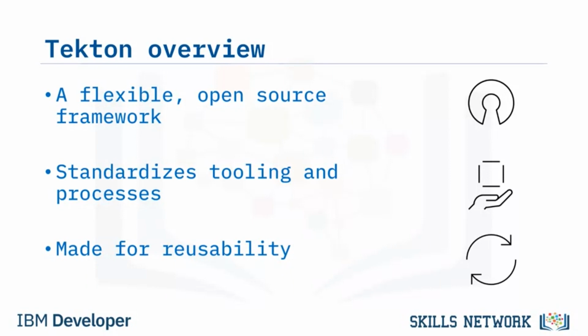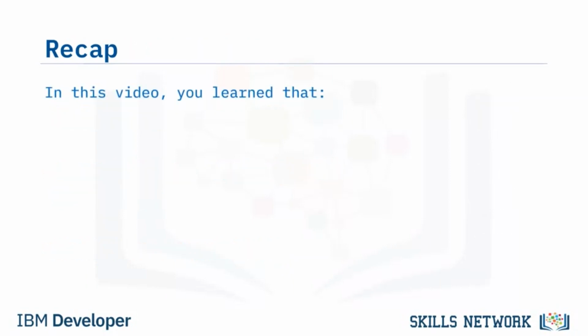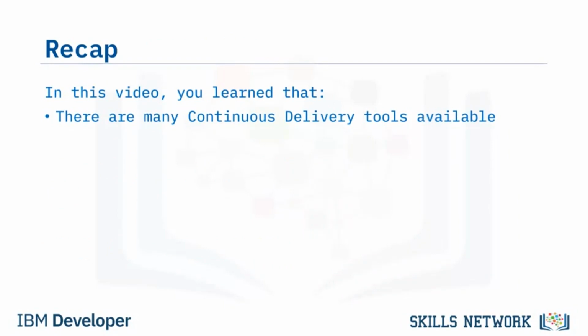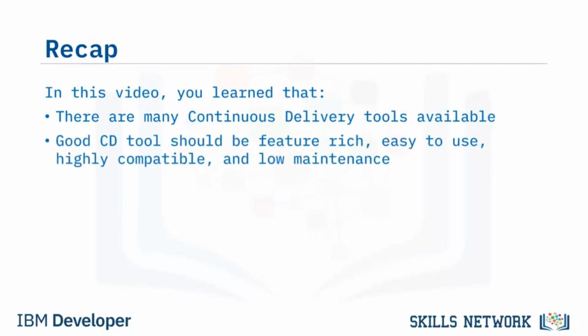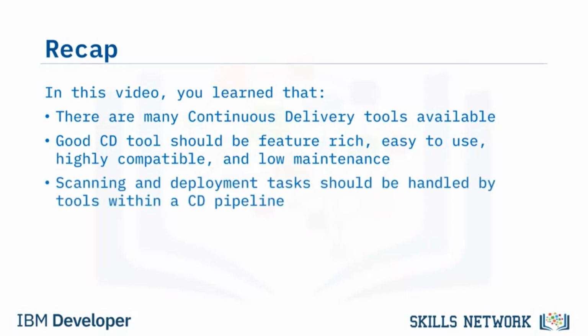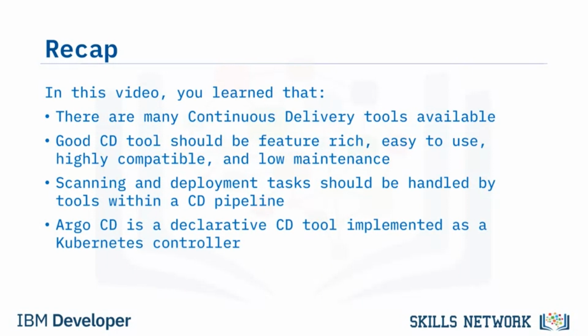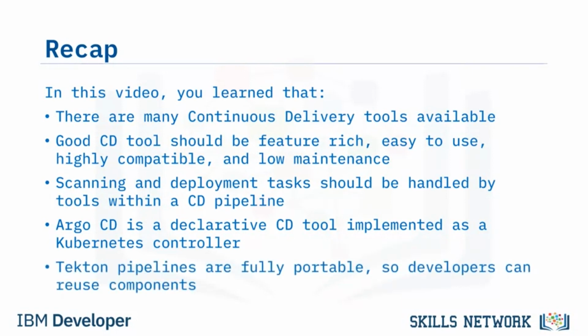In this video, you learned that there are many continuous delivery tools available to choose from. A good CD tool should be feature-rich, easy to use, highly compatible, and require low maintenance. Scanning and deployment tasks should be handled by tools within the CD pipeline. Argo CD is a declarative continuous delivery tool implemented as a Kubernetes controller. And Tekton pipelines are fully portable so developers can reuse their components.